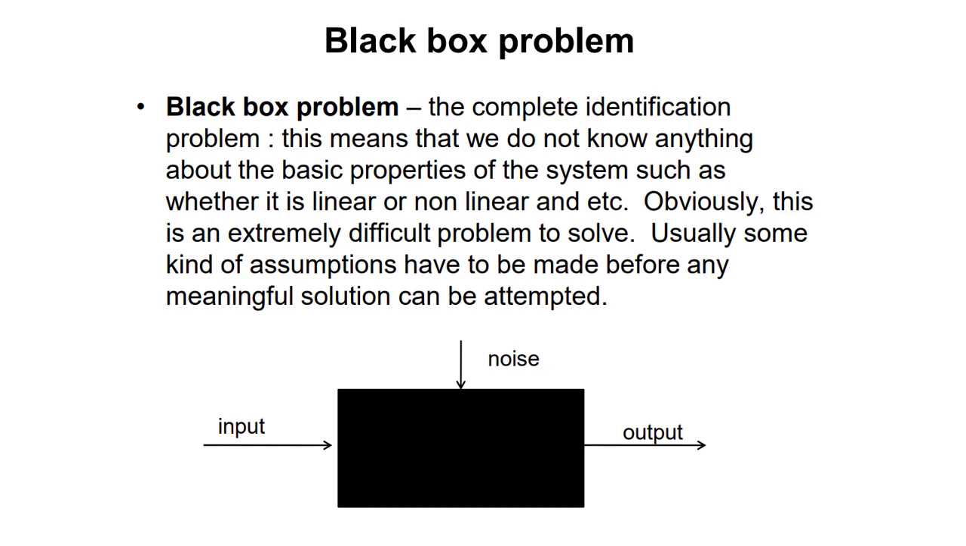Classifications of system identification for black box problems. For black box problems, we can call it the complete identification problem. This means that we do not know anything about the basic properties of the system, such as whether the system is linear or nonlinear, parametric or non-parametric. Obviously, this is an extremely difficult problem to solve. So usually, some kind of assumption has to be made before any meaningful solution can be attempted. That's the definition of the black box problem.